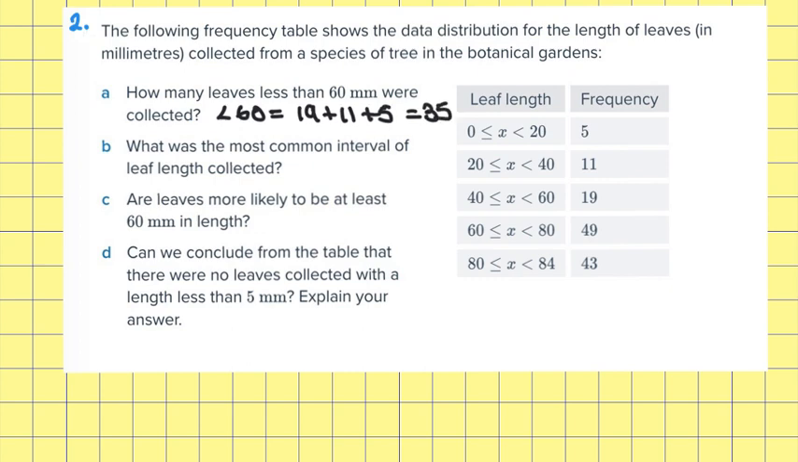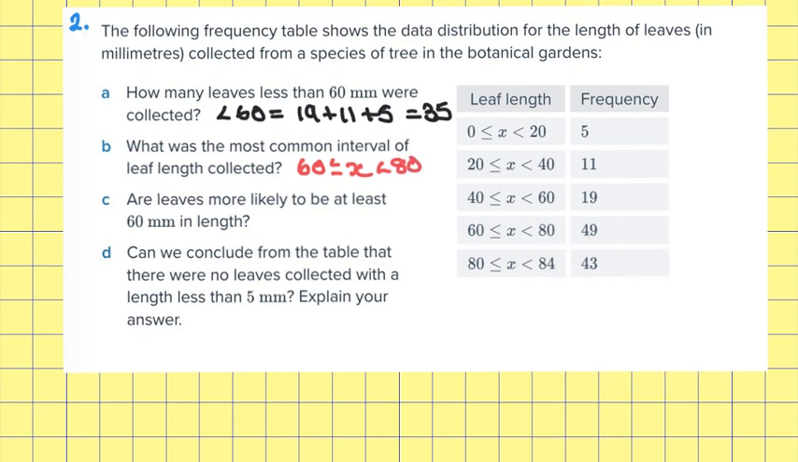Part B. What was the most common interval of leaf length collected? Well, we're looking for the modal class. The modal class is 60 to 80 because 49 leaves were involved. So the modal class is 60 less than or equal to x less than 80.